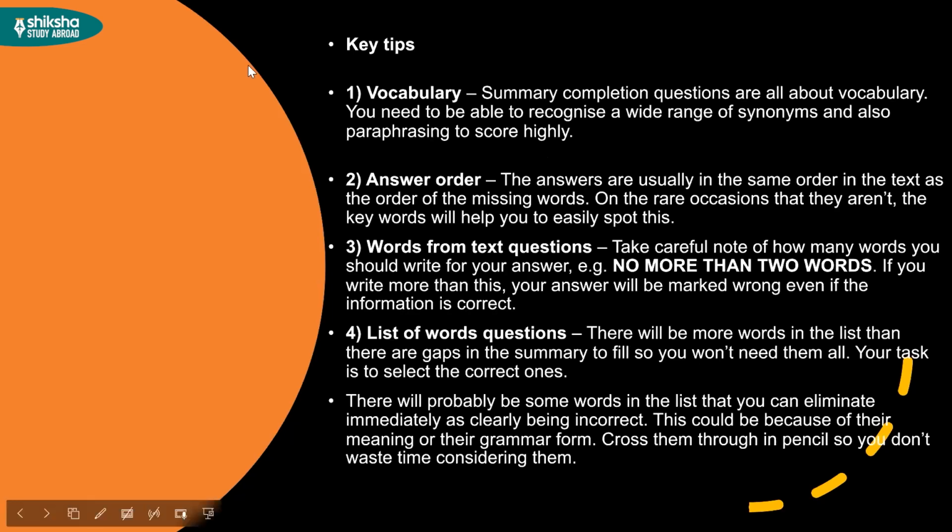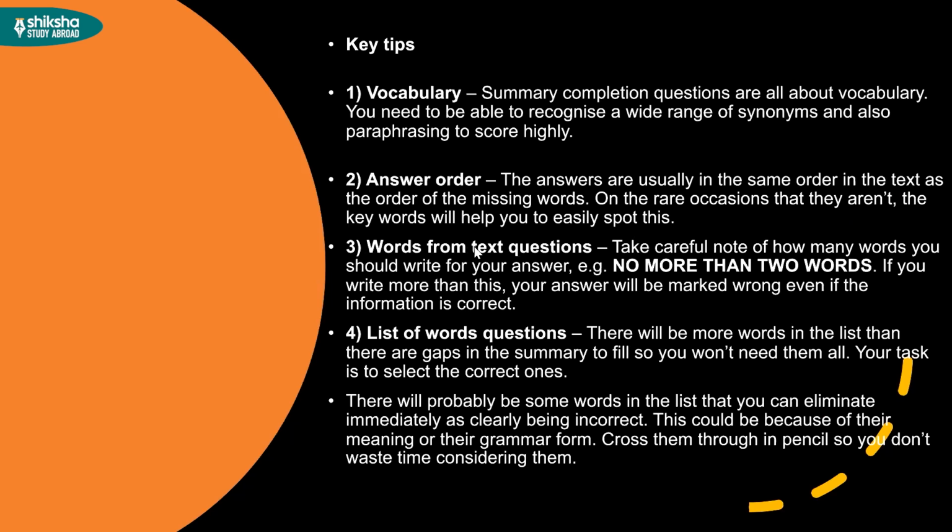Moving on to key tips. Let's see what the key tips are for this kind of question. First is vocabulary. Summary completion questions are all about vocabulary. You need to be able to recognize a wide range of synonyms and paraphrasing to score highly. Second is answer order. The answers are usually in the same order in the text as the order of the missing words. On the rare occasions that they aren't, the keywords will help you to easily spot this.